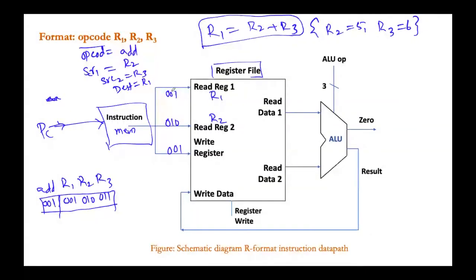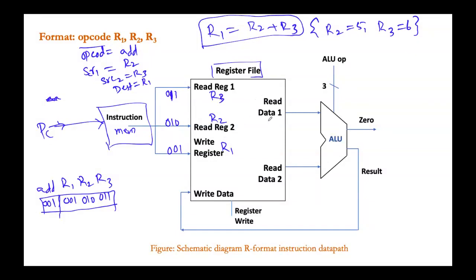This is 001, this is 010, this is 011. So 001 means R1, 010 means R2, 011 means R3. So the read operation is done. The control signal gives the read operation instruction from this register file, and the output of the register file is from this R3.